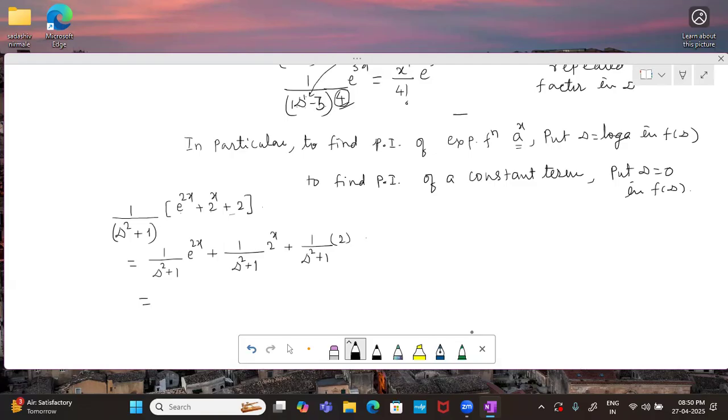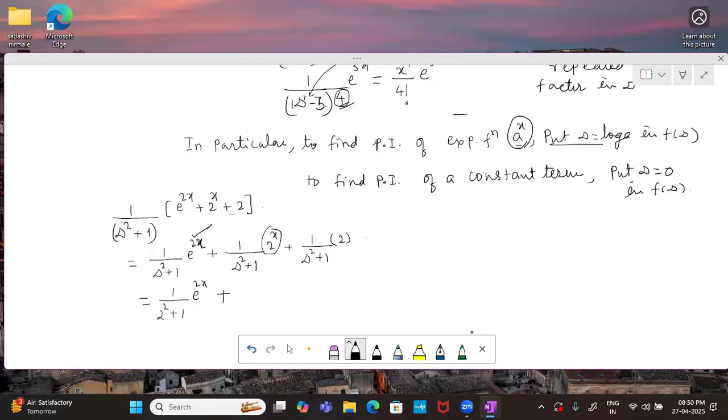So this first PI belongs to rule number 1. Means directly put D is equal to a. What is the coefficient of x here? The coefficient of x is 2. So put D is equal to 2 in the function directly. It is 2 square plus 1 e raised to 2x plus, in this case, it is the exponential function, but it is in the form of a raised to x. It is 2 raised to x.